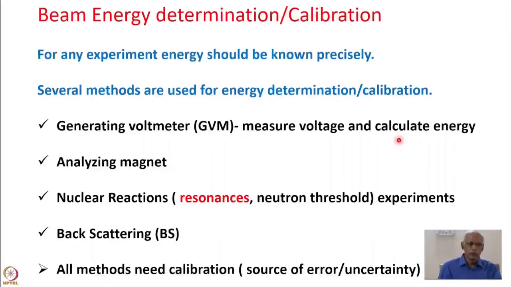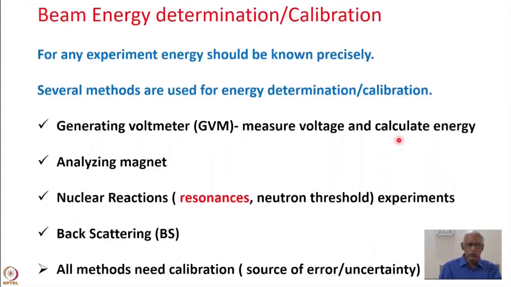Now, another method which is quite accurate is using the analyzing magnet, which will help in measuring the energy through nuclear reactions. The most accurate nuclear reactions which are used for determining the energy are resonances or the neutron threshold experiments. These experiments give the ion beam energy very accurately.